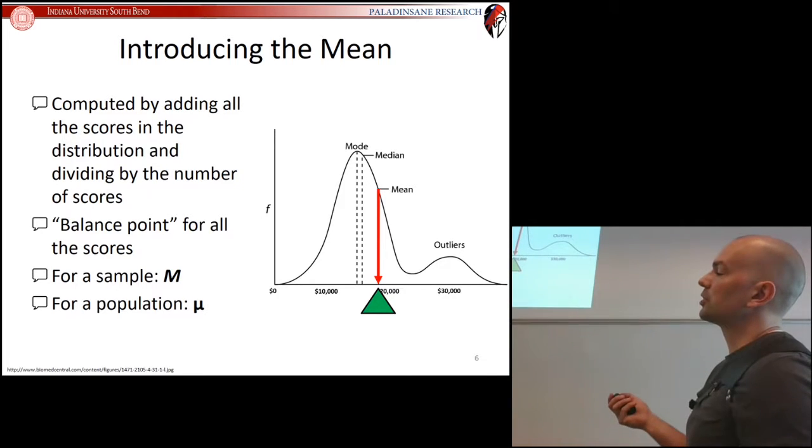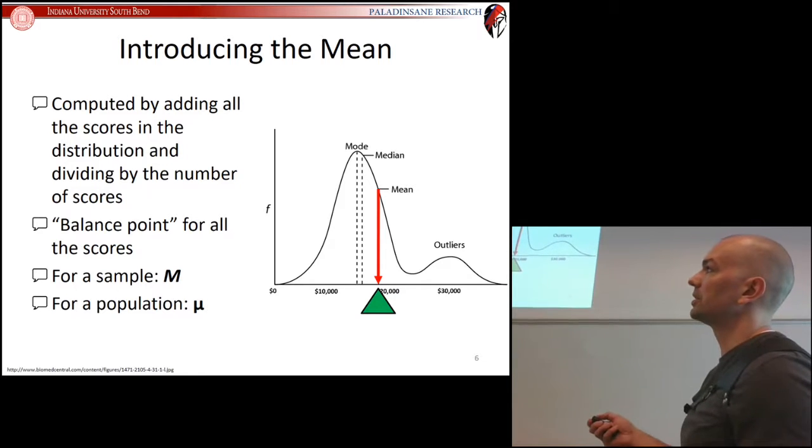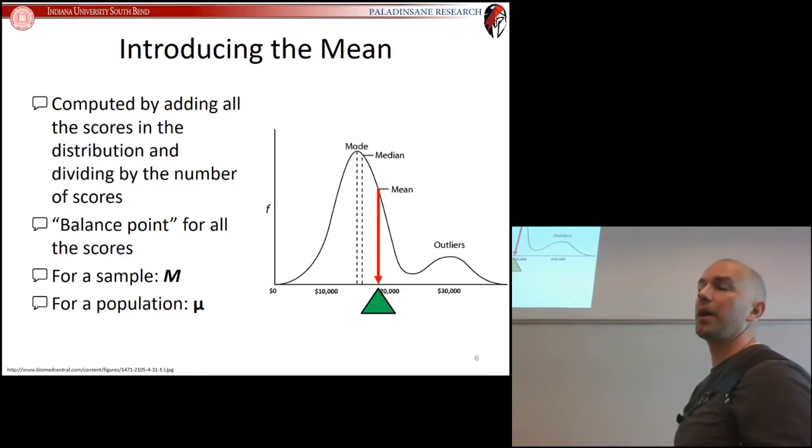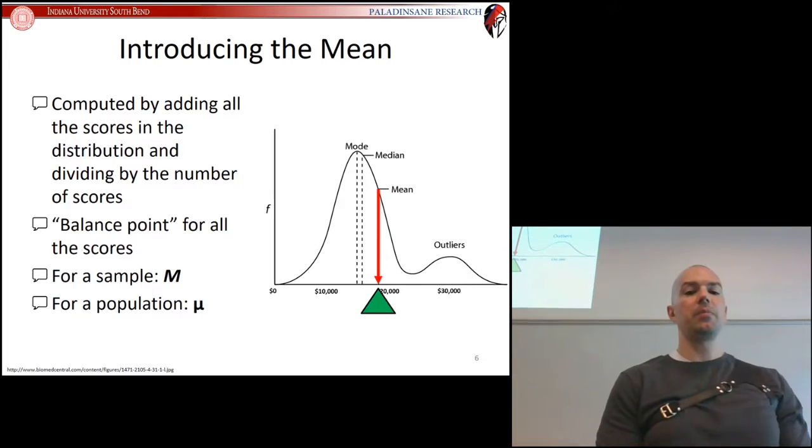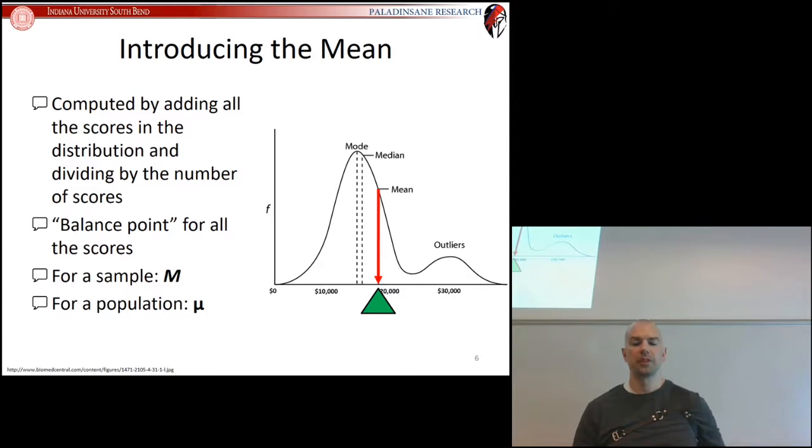And you can see that it's extremely important because not only does it have a symbol, but the symbol is different for a sample and a population. So for a sample mean, it's the capital M. For a population mean, we use the symbol mu.